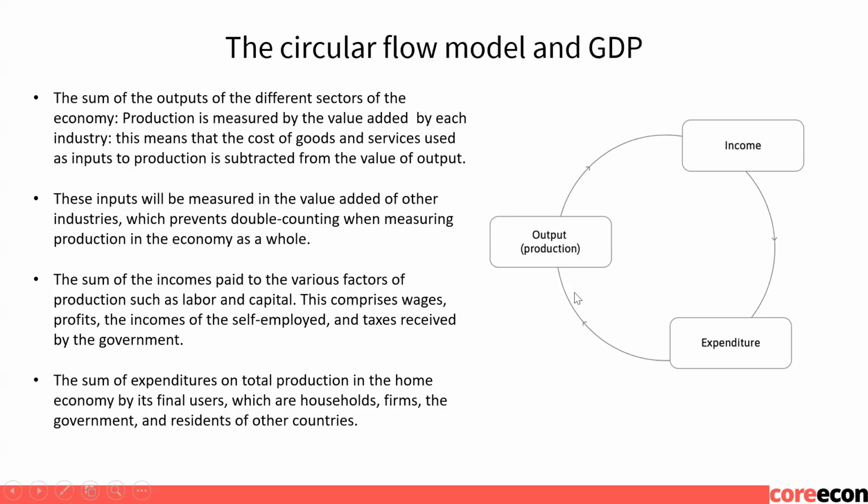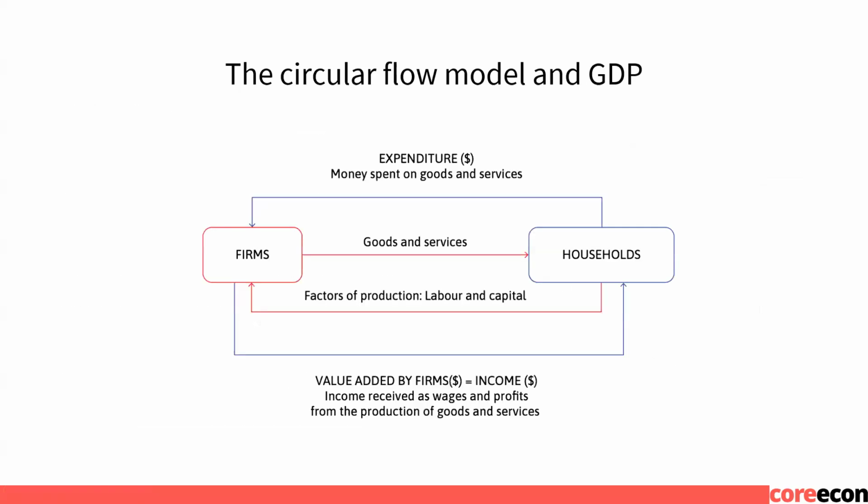This comprises the wages, profits, and the self-employed income, and taxes received by the government. And lastly, the sum of expenditures on total production in the home economy, so the domestic economy, by its final users, which are households, firms, the government, and the residents of the other countries. So these three measures are supposed to give us the same value, so that we're able to say the value-added approach, income, and expenditure approach all give us the same total value.